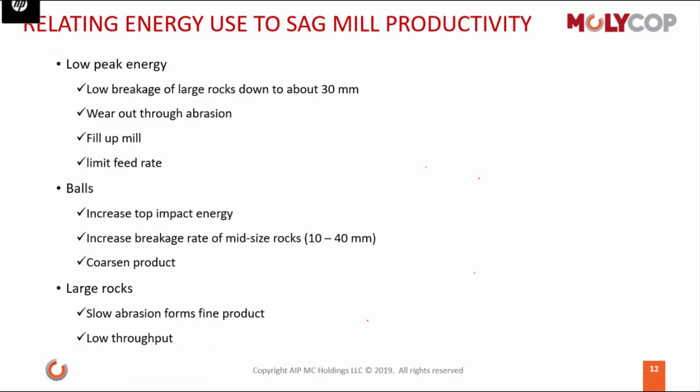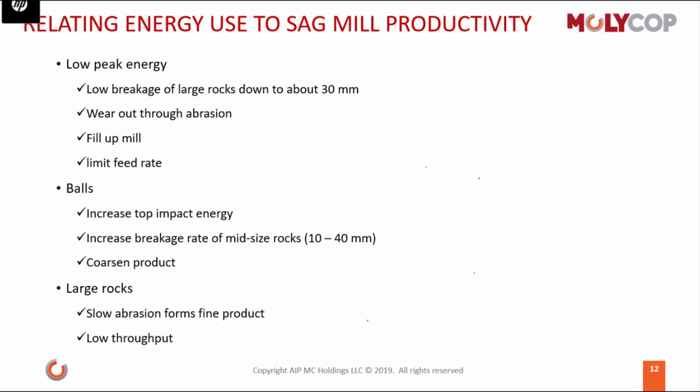How is the energy related to the SAG mill productivity? There is an event of low peak energy, where there is low breakage of the large rocks down to about 30 millimeters. So the rocks are going to break at a low rate. The rocks also wear out through abrasion and are going to fill up the mill. So you are going to have overfilling when you have low peak energies, and this is a limit for the feed rate to the SAG mill.